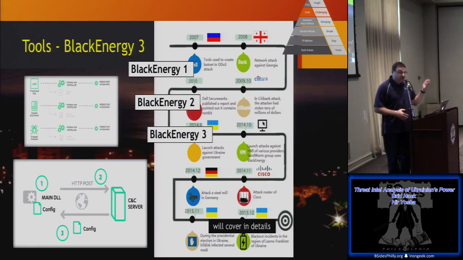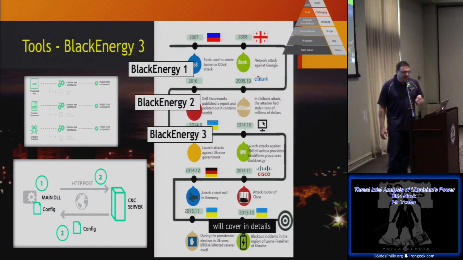Okay, so going down the pyramid of pain, we're looking at tools now. And the main tool used within the Ukraine power grid attack is BlackEnergy. Anyone familiar with BlackEnergy? Yeah. So BlackEnergy is a relatively old malware family that has evolved even through the years. And the story of BlackEnergy starts in 2007. At that time, it was a very simple Trojan, specifically used for denial of service attacks.